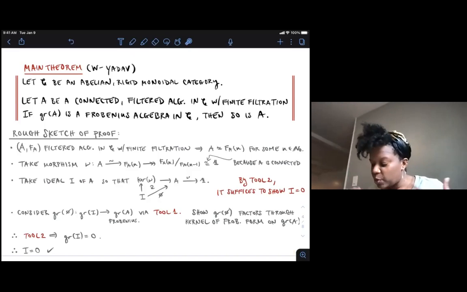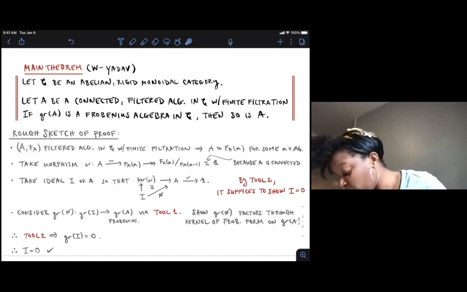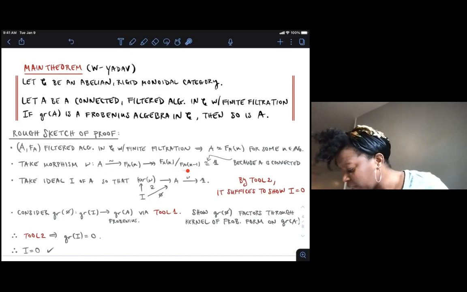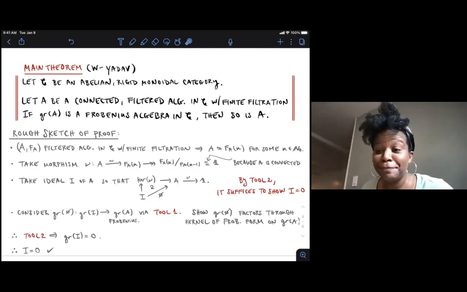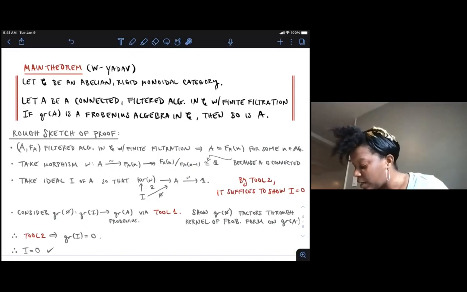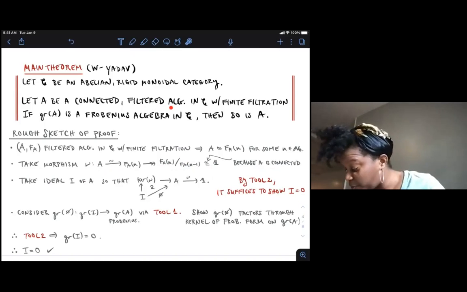Now what we want to do is build a form on A that's going to serve as a Frobenius form. So we take a morphism going from A, using this isomorphism here, and considering the quotient from F_A^n to F_A^n mod F_A^(n-1). So the cokernel of the map going from this to this is actually going to be isomorphic to 1 because A is connected. So far we've used all of our hypotheses: finite filtration here and connected here.